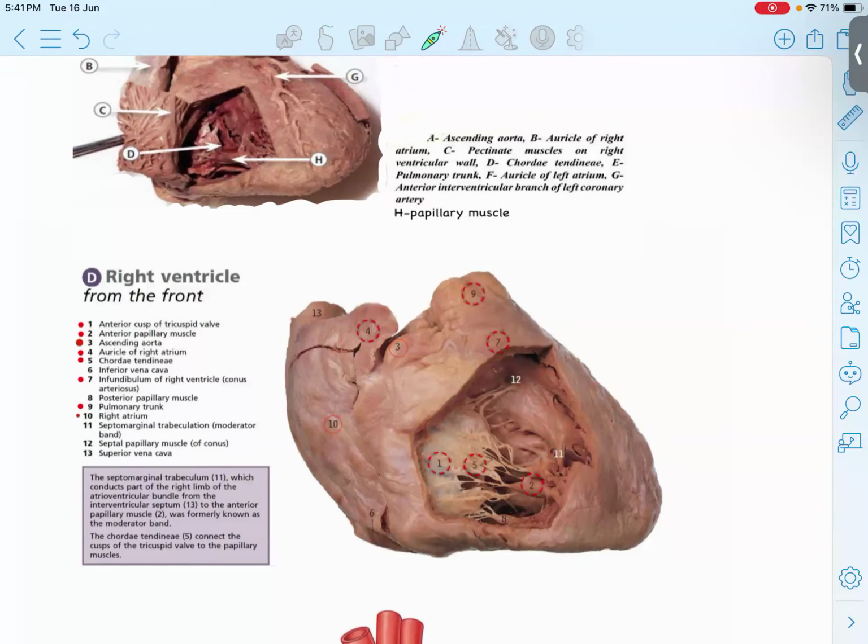So here 9 is pulmonary trunk. What is 7? 7 is the infundibulum of right ventricle. What is infundibulum? It is the starting part of the pulmonary trunk. Here 7 is the infundibulum of right ventricle, also called conus arteriosus.